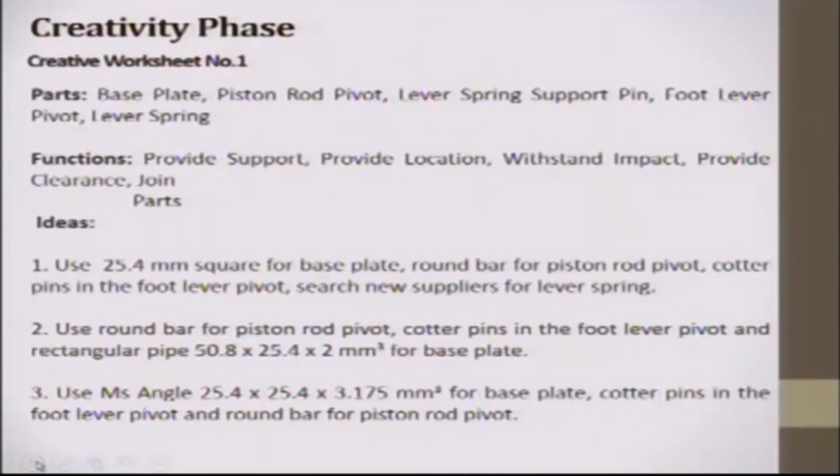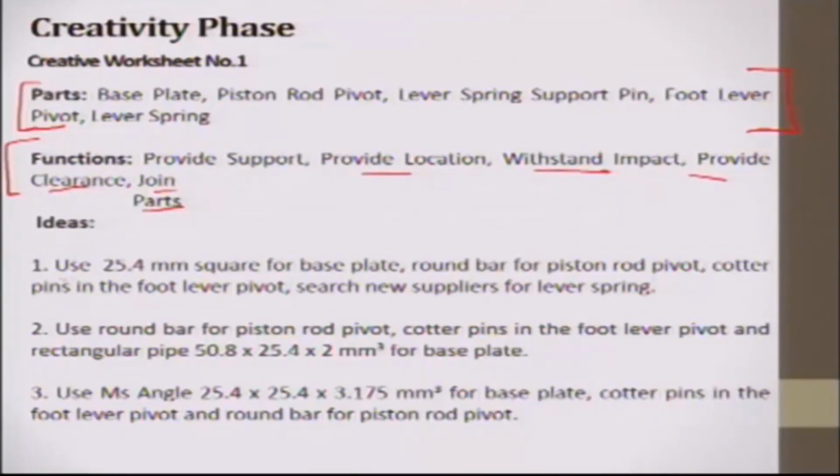Now next comes the creativity phase. In the creativity phase we create creative worksheets. First we group the functions which can be worked on. These are the parts which are selected: base plate, piston rod, pivot, lever spring, support pin, foot lever, pivot, lever spring. These are the parts, and the functions are provide support, provide location, width and impact, provide clearance and joint parts. So working on this group of parts and functions, we will generate the ideas.